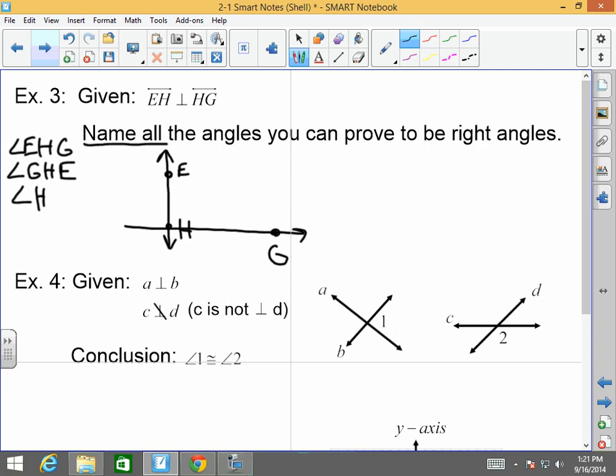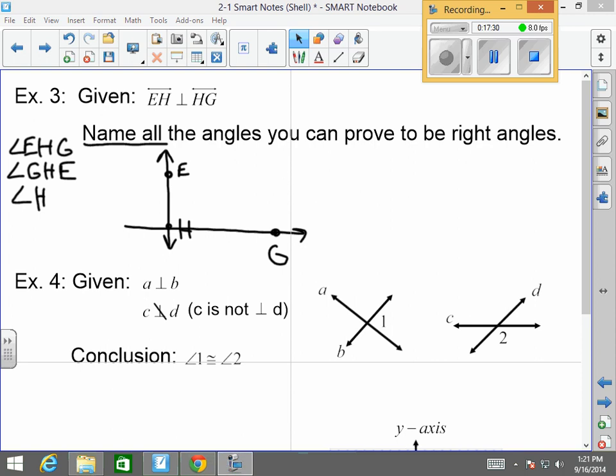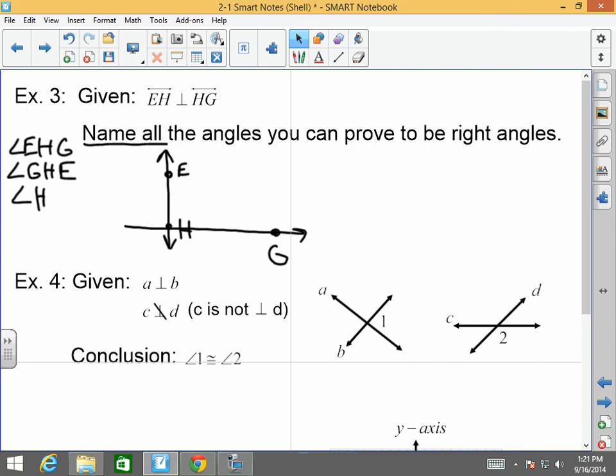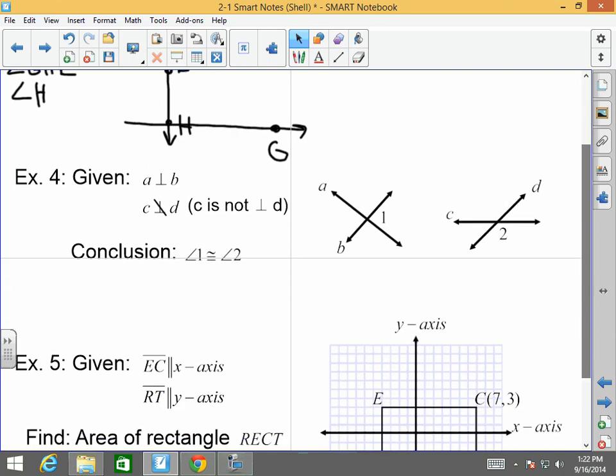Example 4. If I have that angle, that line A. Okay, sorry about that. Okay, so if A is perpendicular to B, okay, and C is not perpendicular to D, I want you to have the conclusion of that 1 is congruent to 2. Would that be possible? Would that be true? Would that be false? Okay, why? What would happen here? Why is this not even possible?